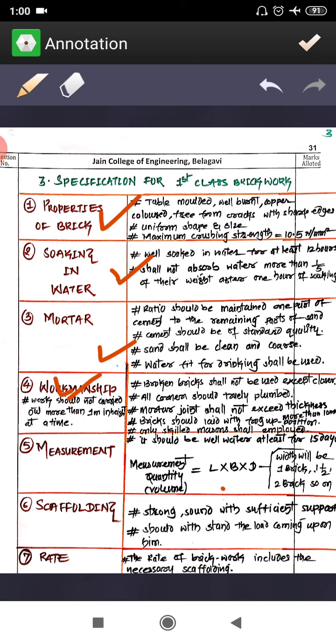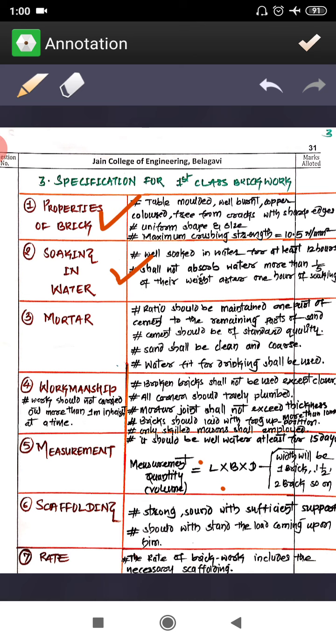Regarding workmanship, one thing you have to keep in mind is that you are not supposed to use broken bricks or brickbats on a regular basis. At the corners you can use some queen closers. Closers you can use whenever you have a corner portion there. The mortar joint shall not exceed 10 mm. Then bricks should be laid in frog up position. Only skilled labor you are supposed to use there.